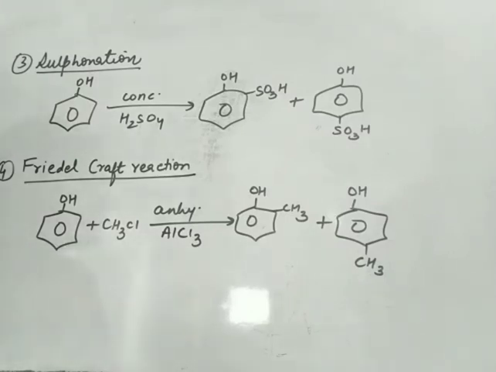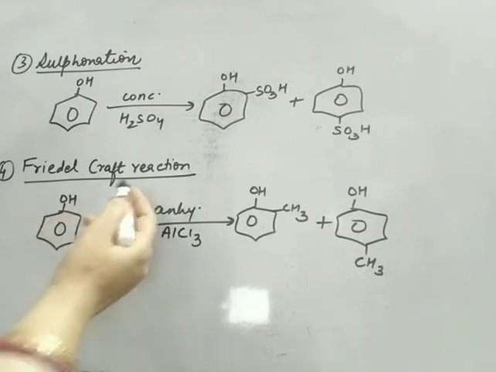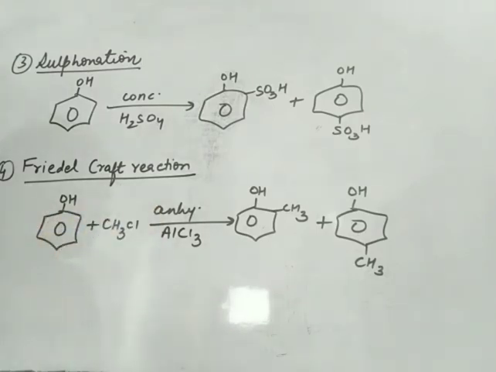Now the next type of electrophilic substitution is sulfonation. Now in sulfonation, the sulfonating reagent is concentrated sulfuric acid, and which group comes onto benzene? That is the SO3H group. So it is ortho and para hydroxybenzene sulfonic acid. The last type is Friedel-Crafts reaction. Now phenol is alkylated. The reaction occurs in the presence of CH3Cl and anhydrous AlCl3. So we get ortho and para methyl phenols.